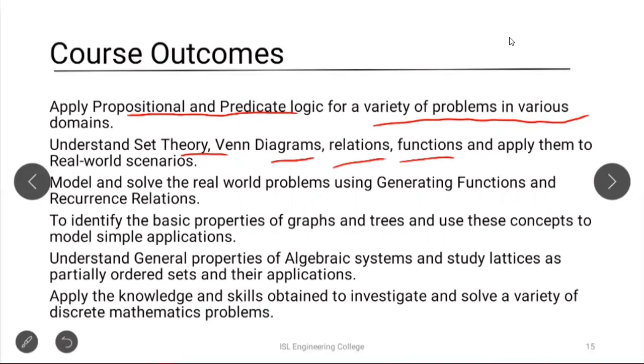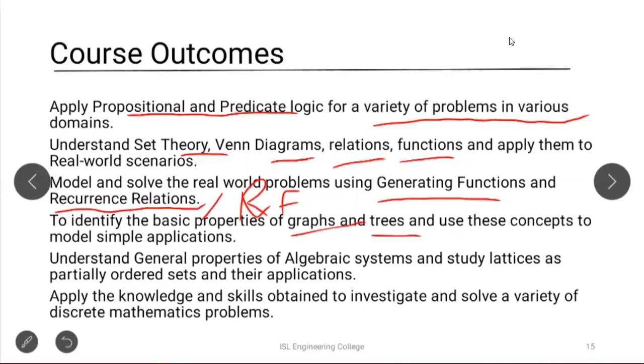Now, the next thing is generating functions and recurrence relations. This is unit 3 and it covers, if you remember, there is something known as recursive functions in C. So the recurrence relation is the mathematical side of that, similar to recursive functions. After that, we have graphs and trees. I know you have been hearing the terms a lot. I'll explain it as and when we get into the subject.